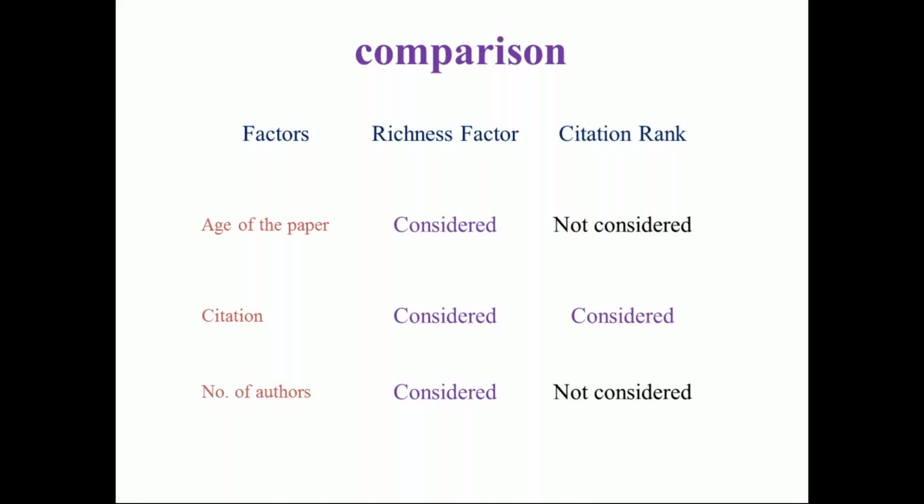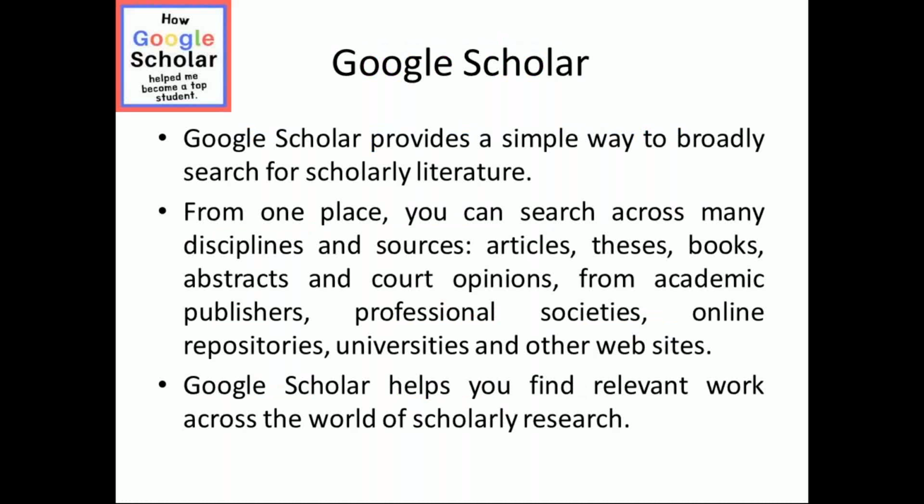Now, I'm going to the Google Scholar, the third concept. Google Scholar provides a simple way to broadly search for scholarly literature. There's a reason why we are using that. From one place, you can reach many disciplines and sources: articles, theses, books, abstracts, and court opinions from academic publishers, professional societies, online repositories, universities, and other websites.